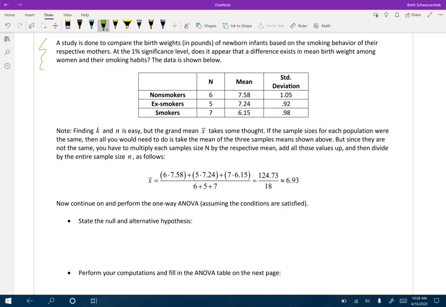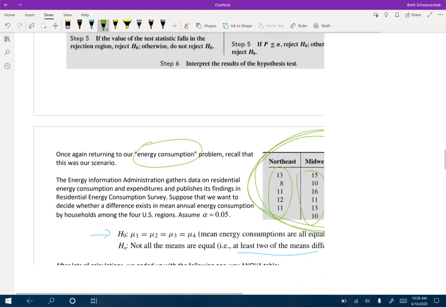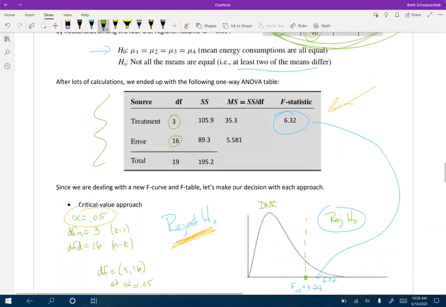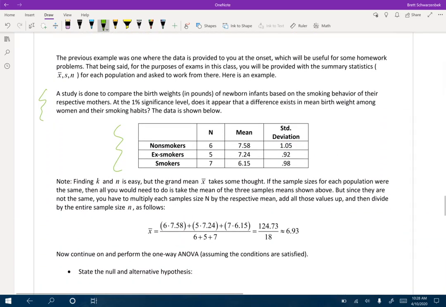Okay, so note, this is the only thing that is given to you. Notice that there is no data. So here, the individual data values were provided. Now, instead of that, they're giving you not the data, but the number in each sample. So there are 6 non-smokers, 5 ex-smokers, and 7 smokers. They're giving you the mean birth weight for each of the categories and the standard deviation of the birth weight for each of the categories.